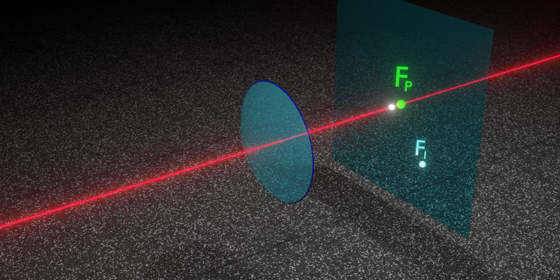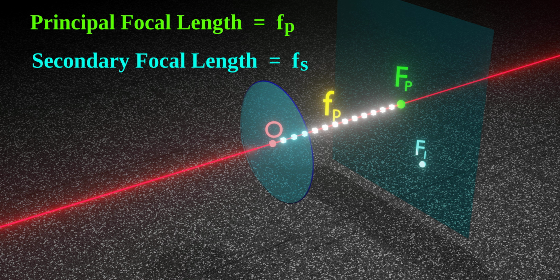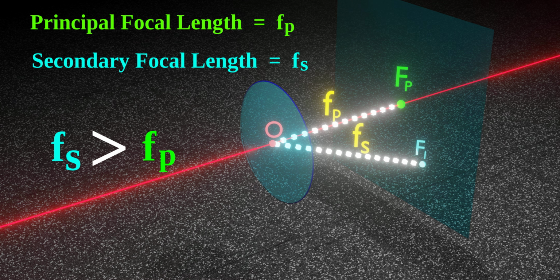Second difference. Distance from the optical center of a lens to its principal focal point is the shortest. It is called the principal focal length of the lens, and denoted with the letter small f. But distance from the optical center of the lens to a secondary focal point is always greater than the principal focal length.